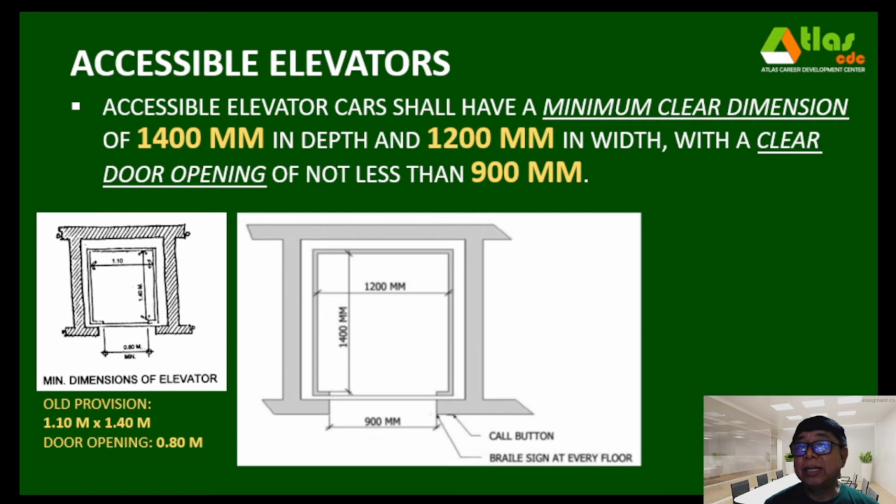The accessible elevator car shall have a minimum clear dimension of 1.4 in depth and 1.2 meters in width. So this is now wider than the old provision of 1.1. So now it is 1.2, but the depth is still the same, 1.4. The clear door opening now is not less than 900 mm compared to the old one, which is 0.8.